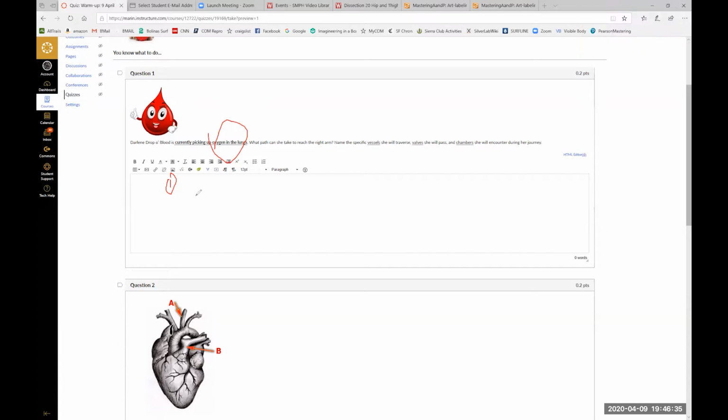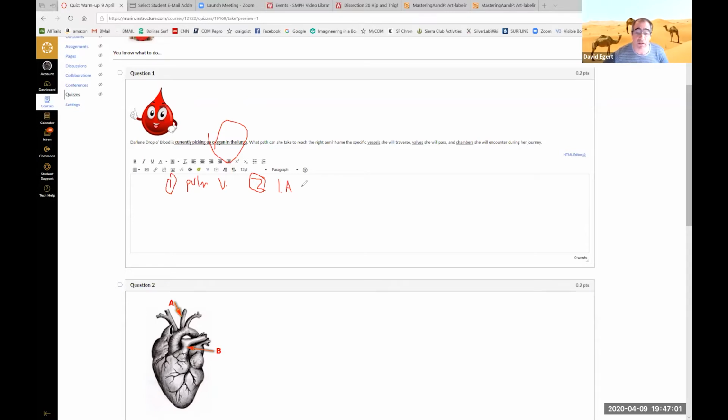She's going to go to pulmonary veins. Exactly. So we're going to need to go through the pulmonary veins. Those are going to take us back to the heart. Once you're at the heart, what chamber is she going to arrive in? The left atrium. So the left atrium, that's where the oxygenated blood is returning.